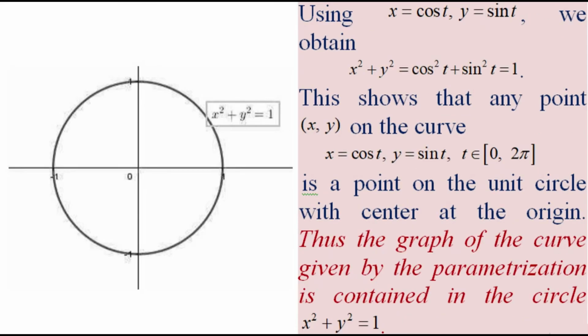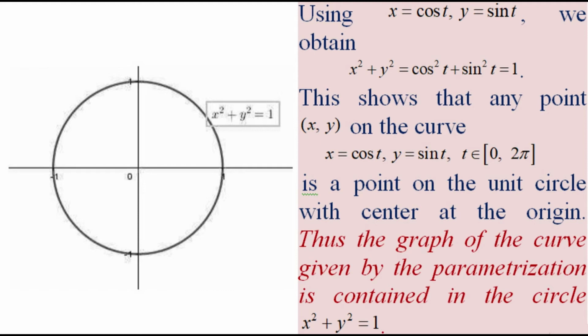Now, using the parametric equations x is equal to cos t and y is equal to sin t, we obtain x squared plus y squared is equal to cos squared t plus sin squared t is equal to 1. This shows that any point (x, y) on the curve x is equal to cos t and y is equal to sin t, where t varies over the closed interval 0 to pi, is a point on the unit circle with the center at the origin.